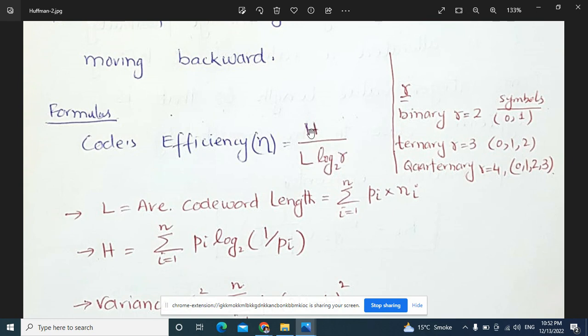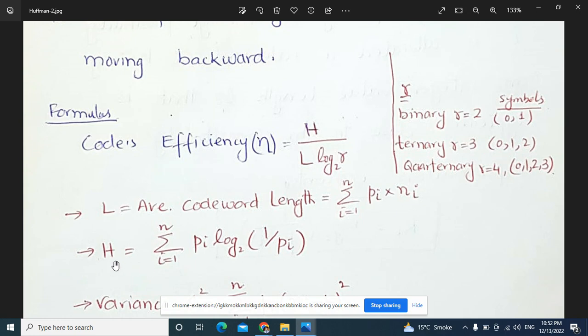So you can even write the formula as H divided by the average code word length, because log 2 of gamma, with gamma equal to 2, is log base 2 of 2, which is equal to 1. So this formula becomes H divided by L. L is the average code word length, which is equal to the summation for i equals 1 to n of the product of the probability of the ith symbol multiplied by the length of the code word, or you can write the length in bits.